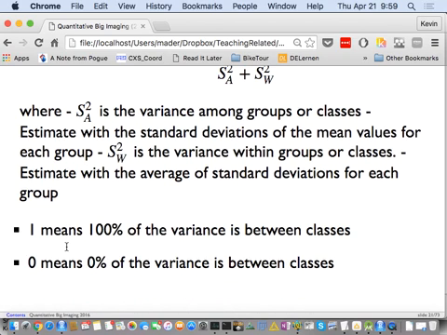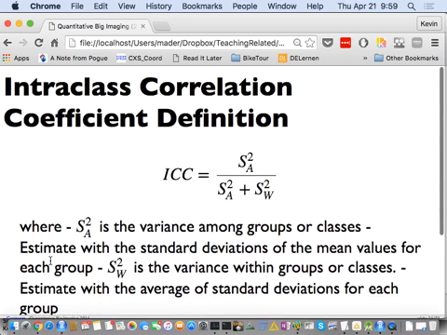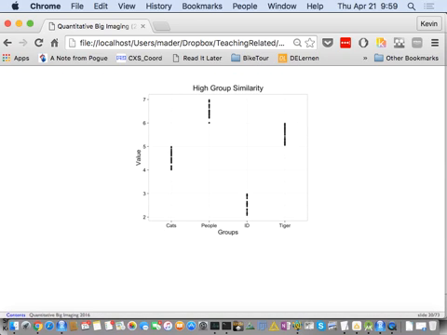And so the idea is if you have 1, or 100%, it means 100% of the variation is actually between the groups that you're seeing. And so all of the noise in your system is sort of explained by the differences in your groups. And 0 means that 0% of the variation is between classes. And so for this graph, what would you expect it to be?